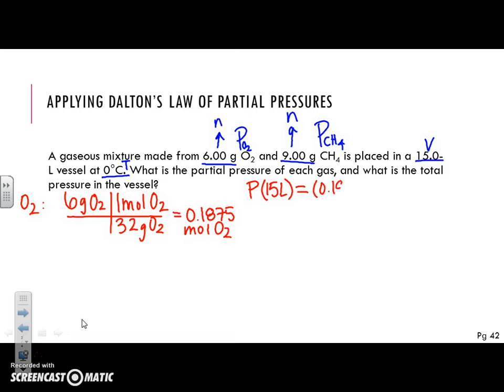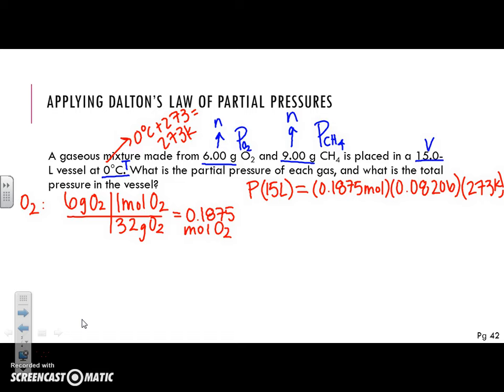I'm going to plug in my moles that we just calculated. I'm going to use the gas constant, 0.08206. The units on that are liters atmospheres per mole Kelvin, but I don't have room, so I'm going to leave those out. And then we have 0 degrees Celsius as our temperature, but 0 degrees Celsius plus 273 gives us 273 Kelvin. So I'm going to go ahead and plug in 273 Kelvin.